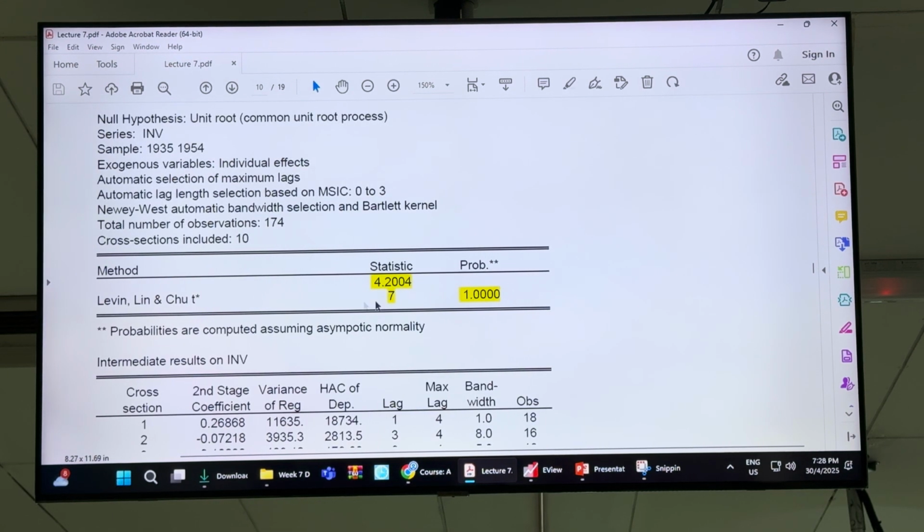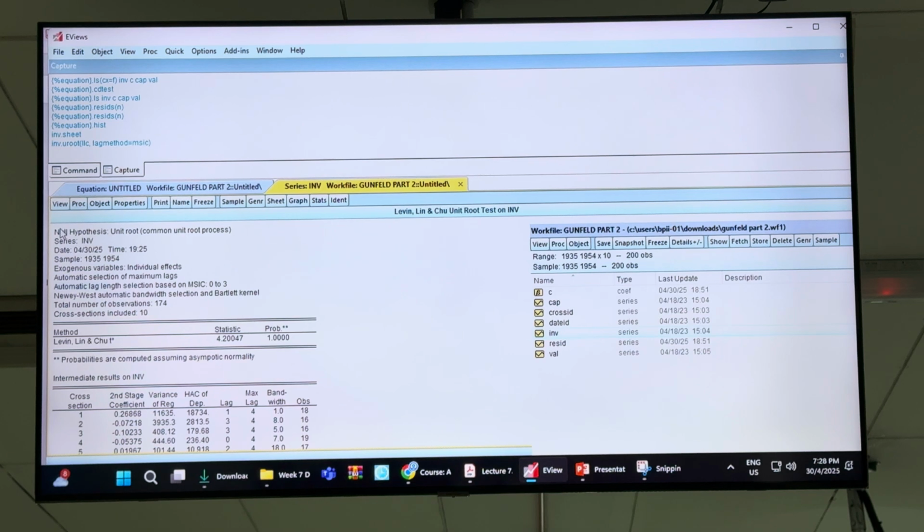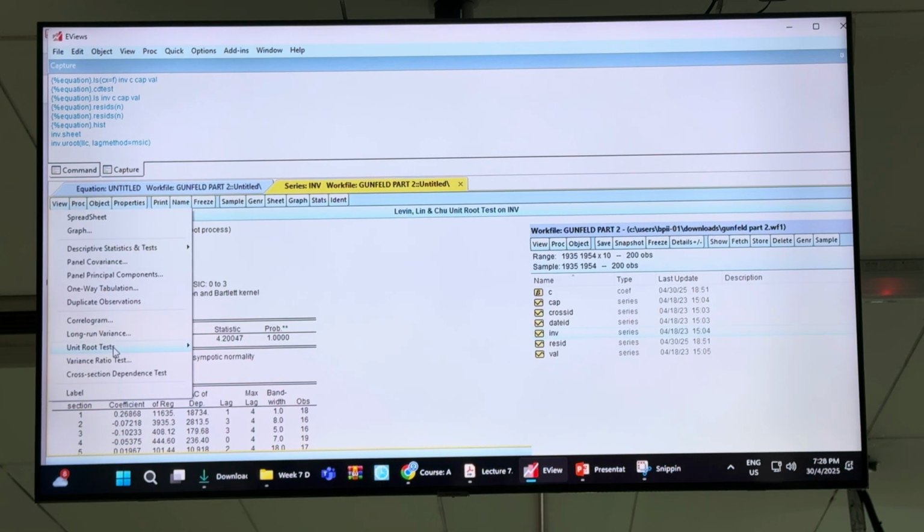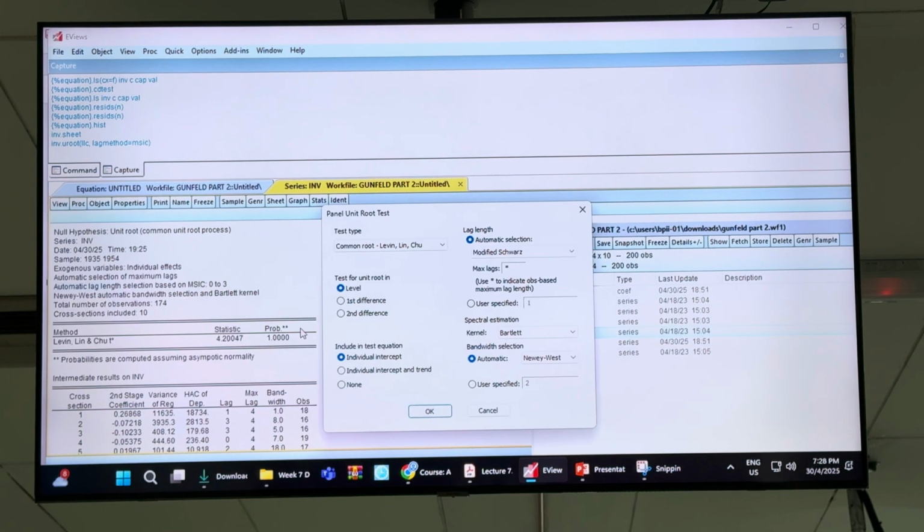So based on ILC, 4.2 is insignificant. So it's not stationary at level. How about the first difference? I go to EViews, go to View again, go to Unit Root Test, and I first difference it. I want to see whether investment, once I first difference it, is stationary or not.